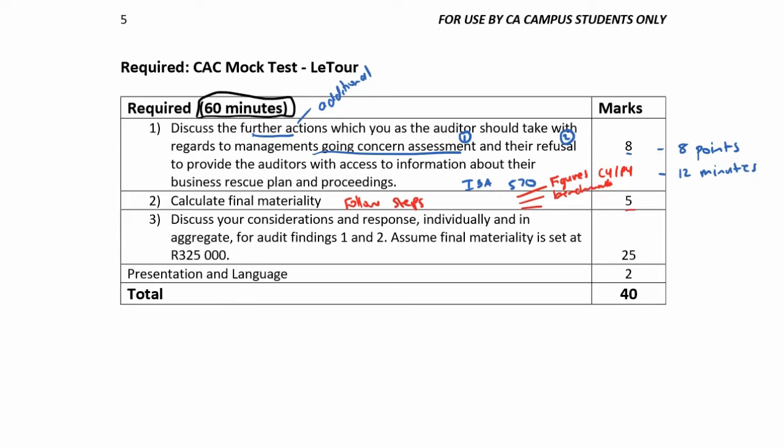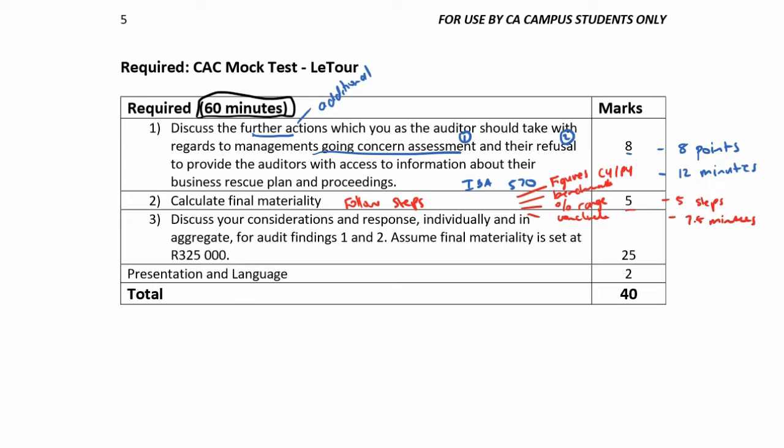I then need to apply my percentages to the benchmark to get my range. And then I need to conclude on an amount based on the risks. 5 marks, 5 points. I need to get 5 steps documented, or 5 points in those steps documented. And I've got 7.5 minutes here. You should all get those marks.